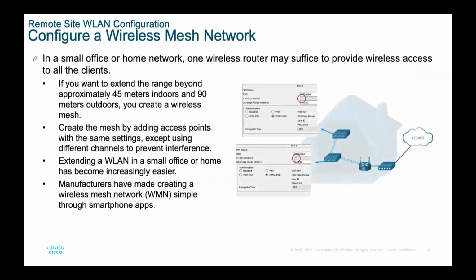Configure a wireless mesh. In a small office or home network, one wireless router may suffice to provide wireless access to all the clients. If you want to extend the range beyond approximately 45 meters indoors and 90 meters outdoors, you can create a wireless mesh. Create the mesh by adding access points with the same settings except using a different channel to prevent interference. Extending a wireless LAN in a small office or home has become increasingly easier. Manufacturers have made creating a wireless mesh network, WMN, simple through smartphone apps.